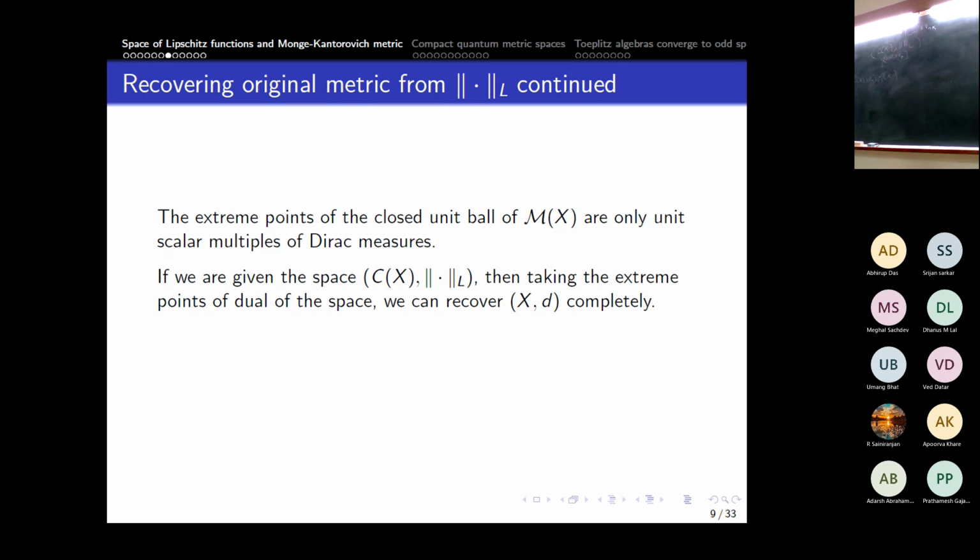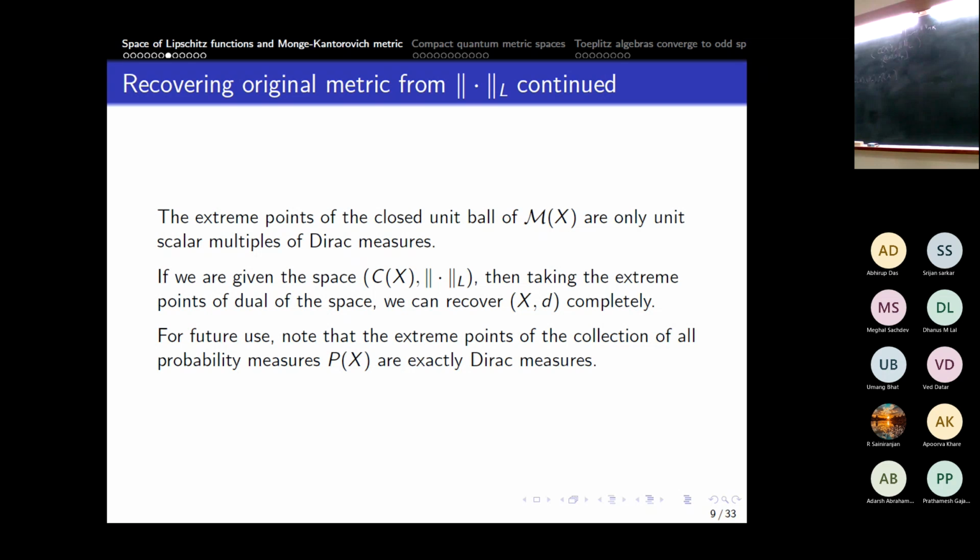One thing is, the extreme points of the closed unit ball also include scalar multiples of Dirac measures. But if we restrict to the space of probability measures, the extreme points are exactly the Dirac measures. This is some kind of analogy which we'll see in good detail a few slides later.